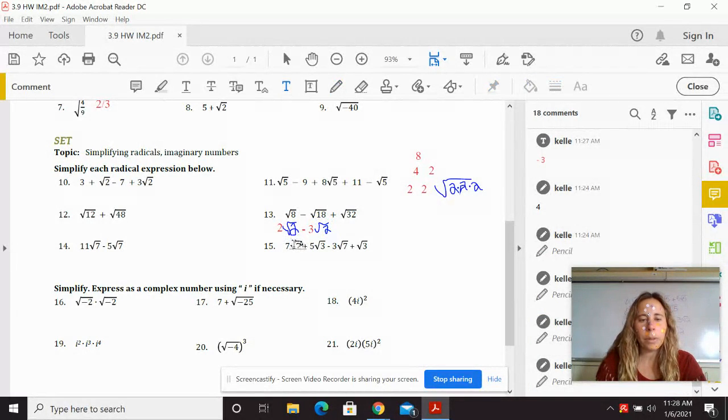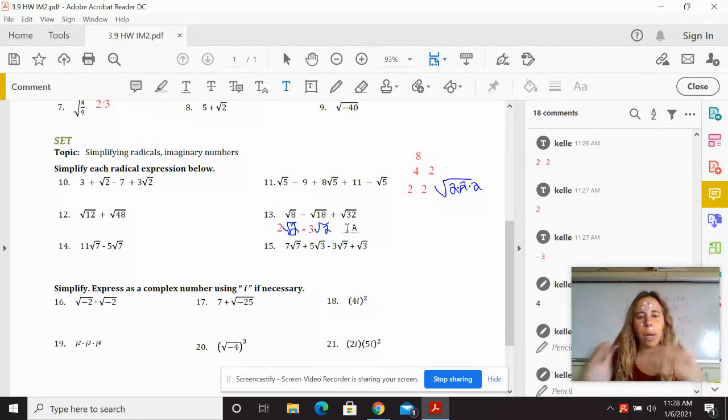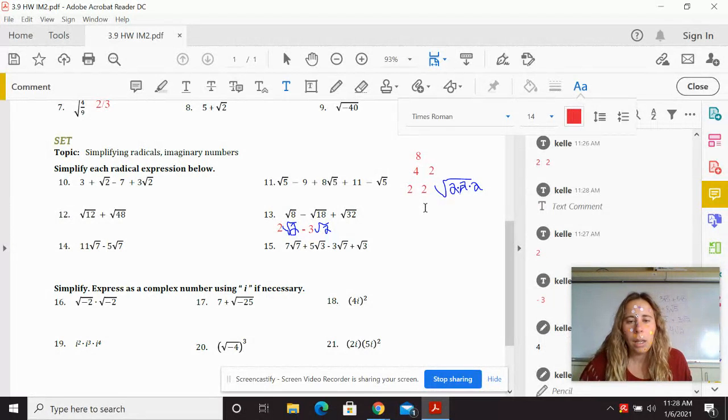So you have 2 square root 2 minus 3 square root 2, and then square root of 32. If you break it down, go ahead and break it down, factor it. You can start with 16 and 2, 8 and 4, either one. Change the color. Let's make it blue.